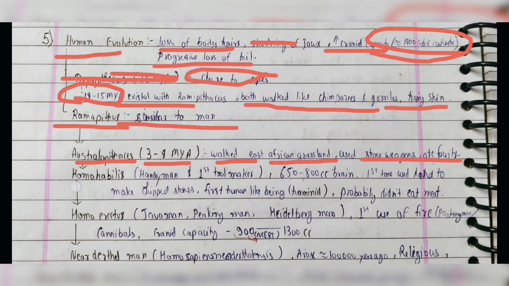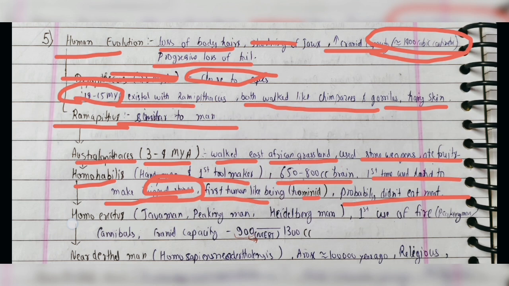After Australopithecus comes Homo habilis, who were the handyman or the first tool maker, with around 650 to 800 cc brain capacity, and the first to use hands to make chipped stone. The first human-like beings, also known as hominids, and probably they did not eat meat. They were probably making chipped stone for safety purposes only.